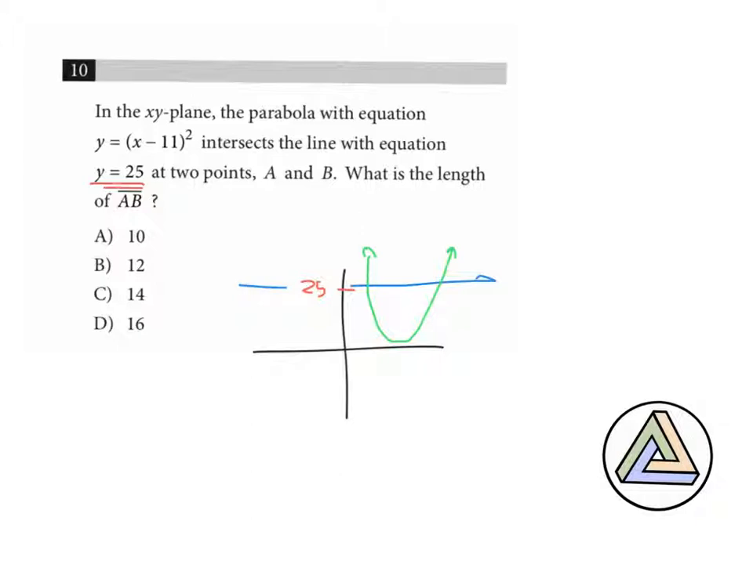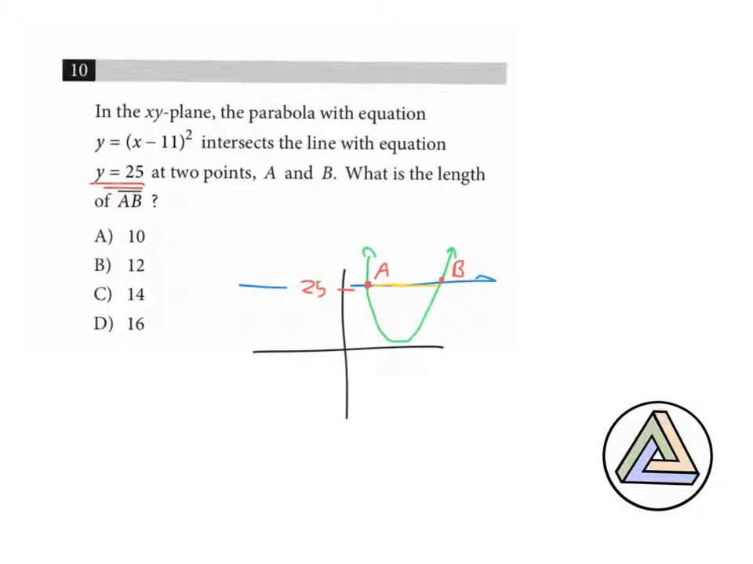And what does it say? It intersects the line at 2 points A and B. So we can imagine this is point A. We can imagine that's point B. And we want to know, what is the length of AB? In other words, what is the length of the segment between A and B? Well, that's pretty easy.